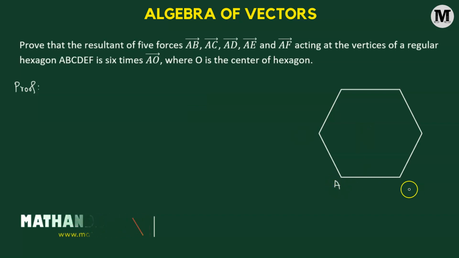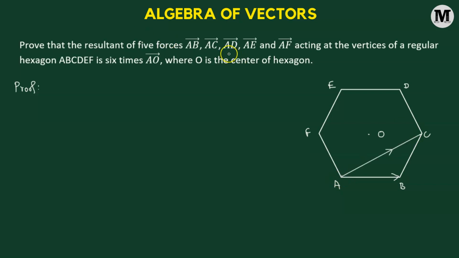Let's name the vertices as A, B, C, D, E and F. We also have the center of the hexagon at O. Now, let's name the sides. So here we have AB vector. Then we have AC vector. That means we need to join vertex A and C with a directed line segment going from A to C. Next, we have AD vector.